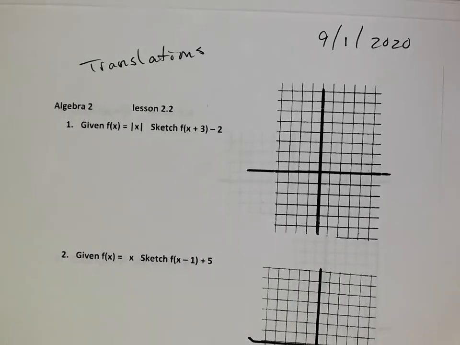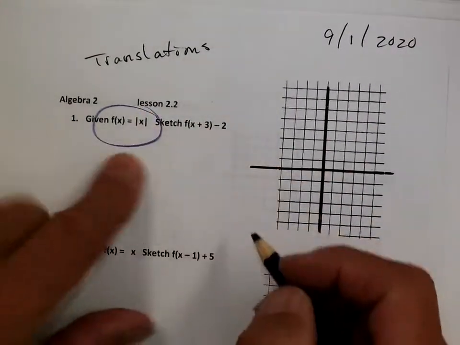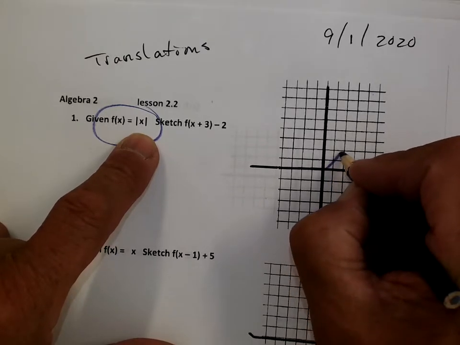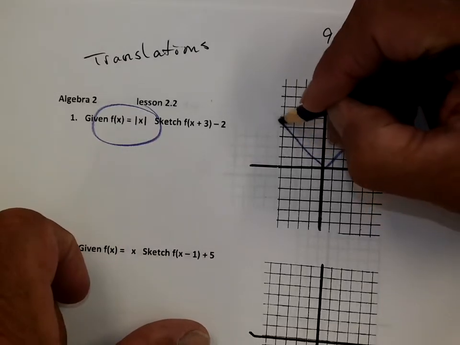So here we go. I have my original function, f of x. This is square root of x. So hopefully we learned yesterday it's the v, up 1 over 1, up 1 over 1, up 1 over 1. Same thing here, up 1 over 1. Okay, here's my absolute value.